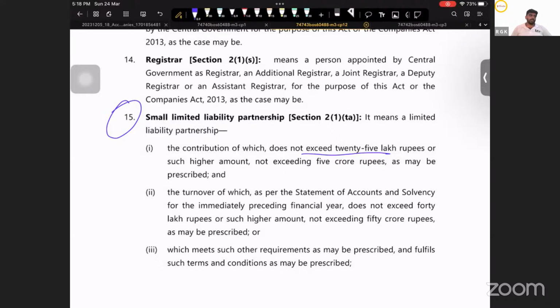Last year's statement of profit and loss account, statement of accounts and solvency, if the turnover is less than 40 lakh rupees, then the LLP will be categorized as small LLP. Turnover of which, as per statement of accounts and solvency for the immediately preceding financial year, does not exceed 40 lakh rupees, or which meets such other requirements as may be prescribed. No other requirements are prescribed currently, so whatever is given, that should be sufficient.